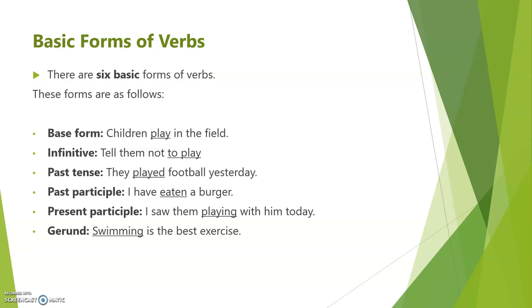Moving on to the basic forms of verbs, we all know that there are 6 basic forms, and they are base form, infinitive form, past tense, past participle, present participle, and gerund. So examples are also given. In the base form, we could say that children play in the field. In that, play is a base form of a verb.